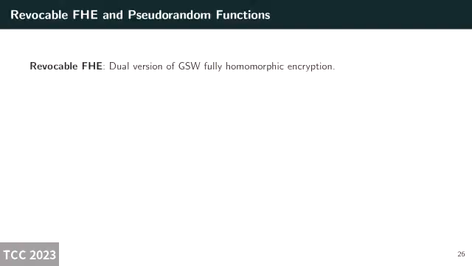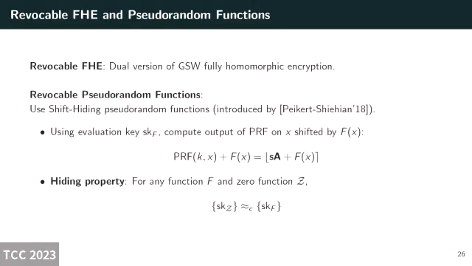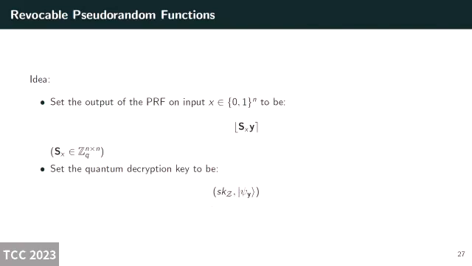And since I don't have time, I'm not going to be talking about FHE and pseudorandom functions. I just want to mention that proving revocability of FHE is easy because we are working with dual Regev encryption. We just have to look at the dual version of GSW, and you can easily argue. For pseudorandom functions, we had to come up with a new tailored construction and prove it to be key revocable.